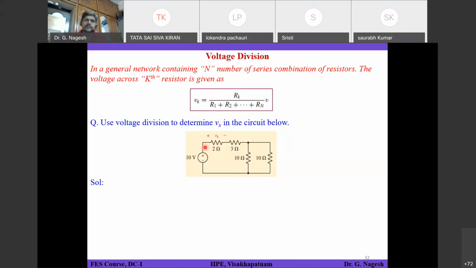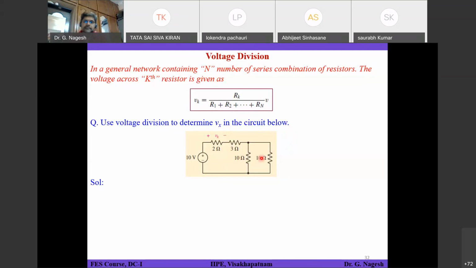So let's see one example. Use voltage division to determine Vx in the circuit shown below. So 2 volts.